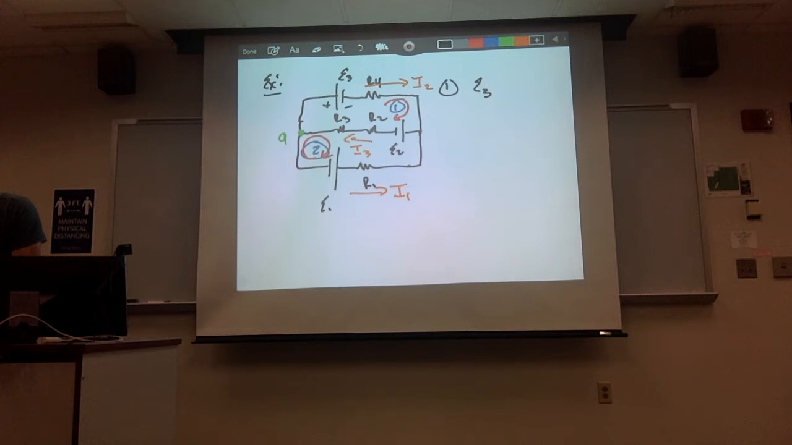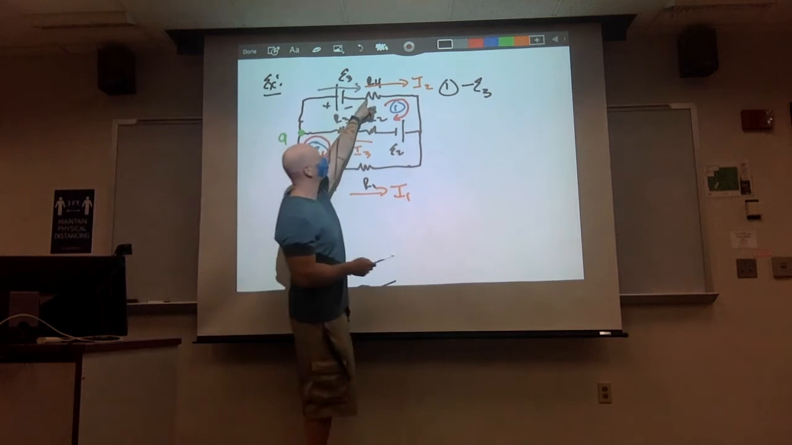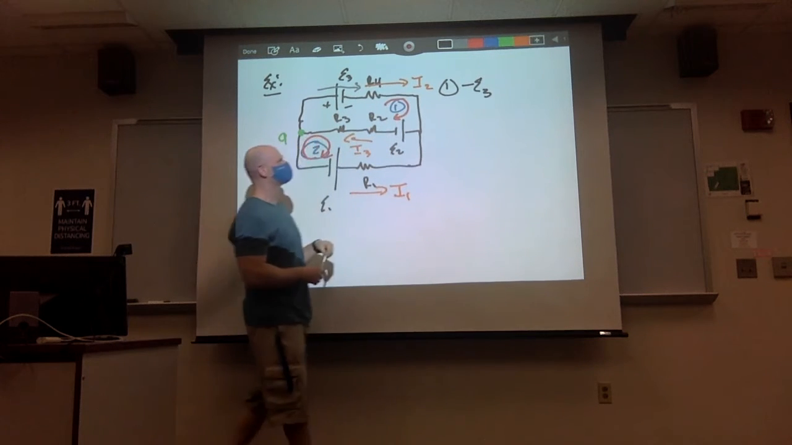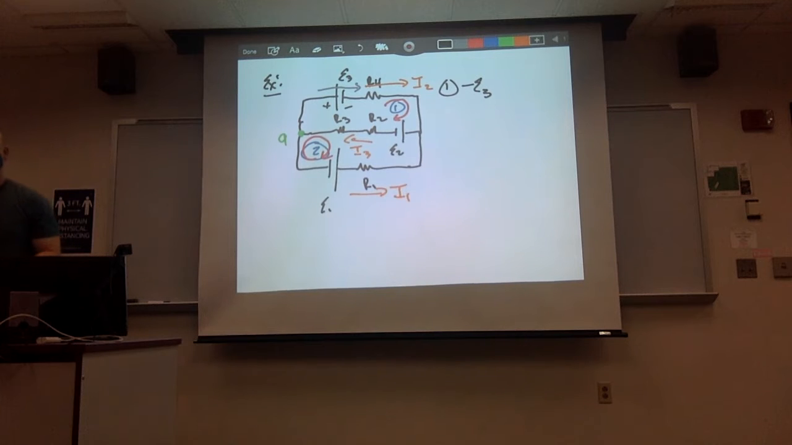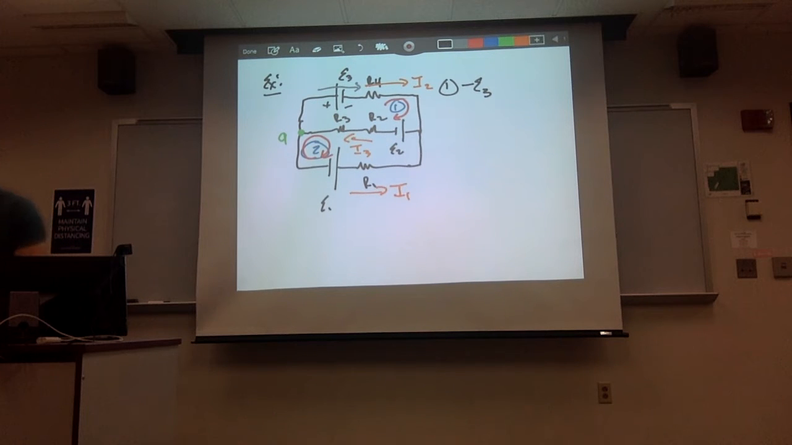From positive to negative, this way. It's a decrease, so we got a negative. Good. So now we're going to go through R4. With R4, we're going in the same direction as the current. If we go in the same direction as the current, is that a positive or negative? Negative, good. So I get a minus I2R4.